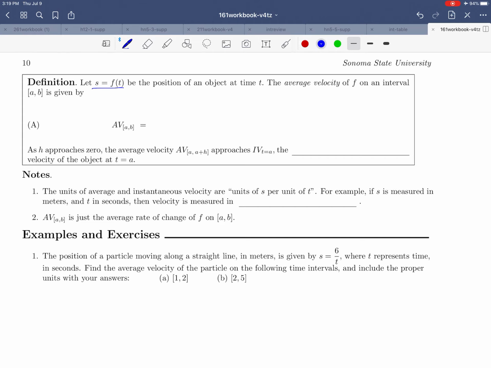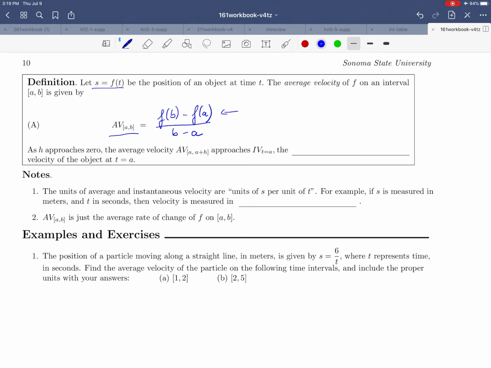The average velocity on [a, b], that's what AV sub a comma b stands for, is computed by computing f of b minus f of a divided by b minus a. So that is our position at the end of our time interval minus the position at the beginning of our time interval divided by the length of our time interval.